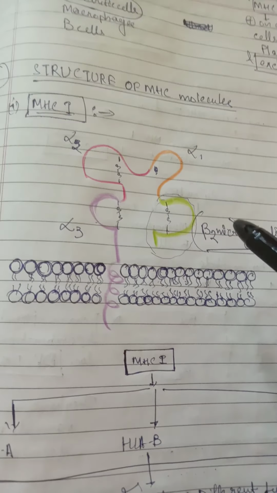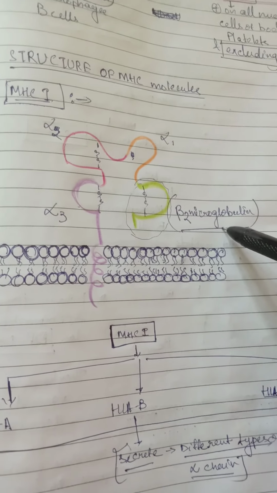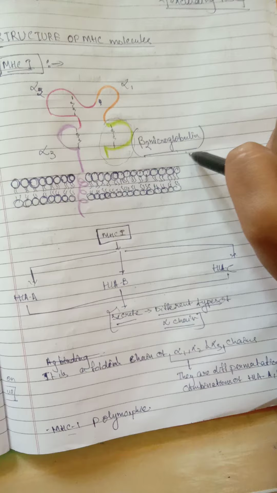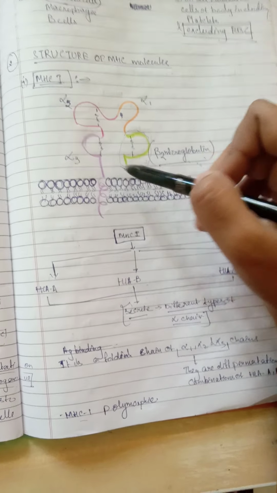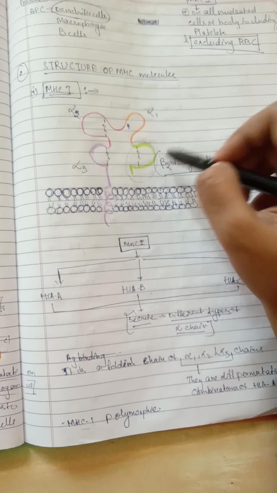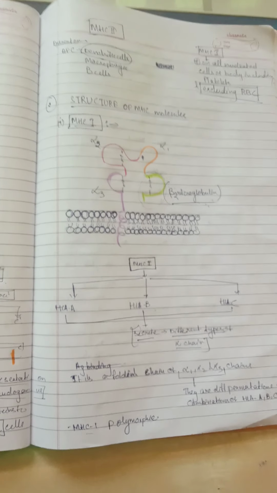And the beta 2 microglobulin is a non-MHC protein that has a locus on chromosome number 15, and it is non-covalently bound to the alpha chains to stabilize it. It has the major role in stabilizing the MHC1 molecule.